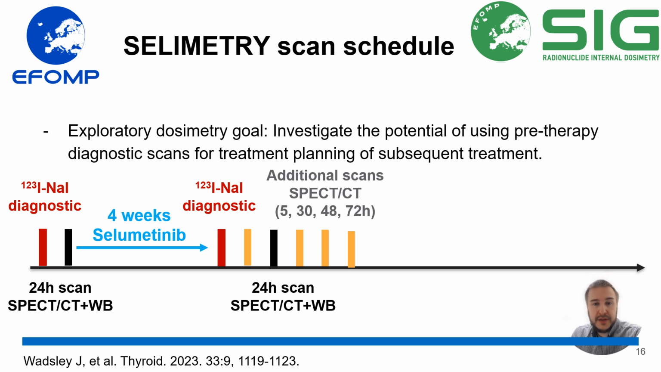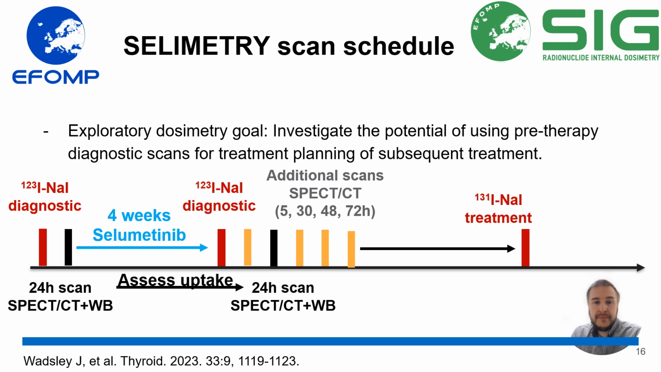But it was very much surrounded by additional SPECT-CT scans to perform your pre-therapy dosimetry. And then if it was deemed that the selumetinib had worked, they went into an I-131 therapy, followed again by dosimetry.